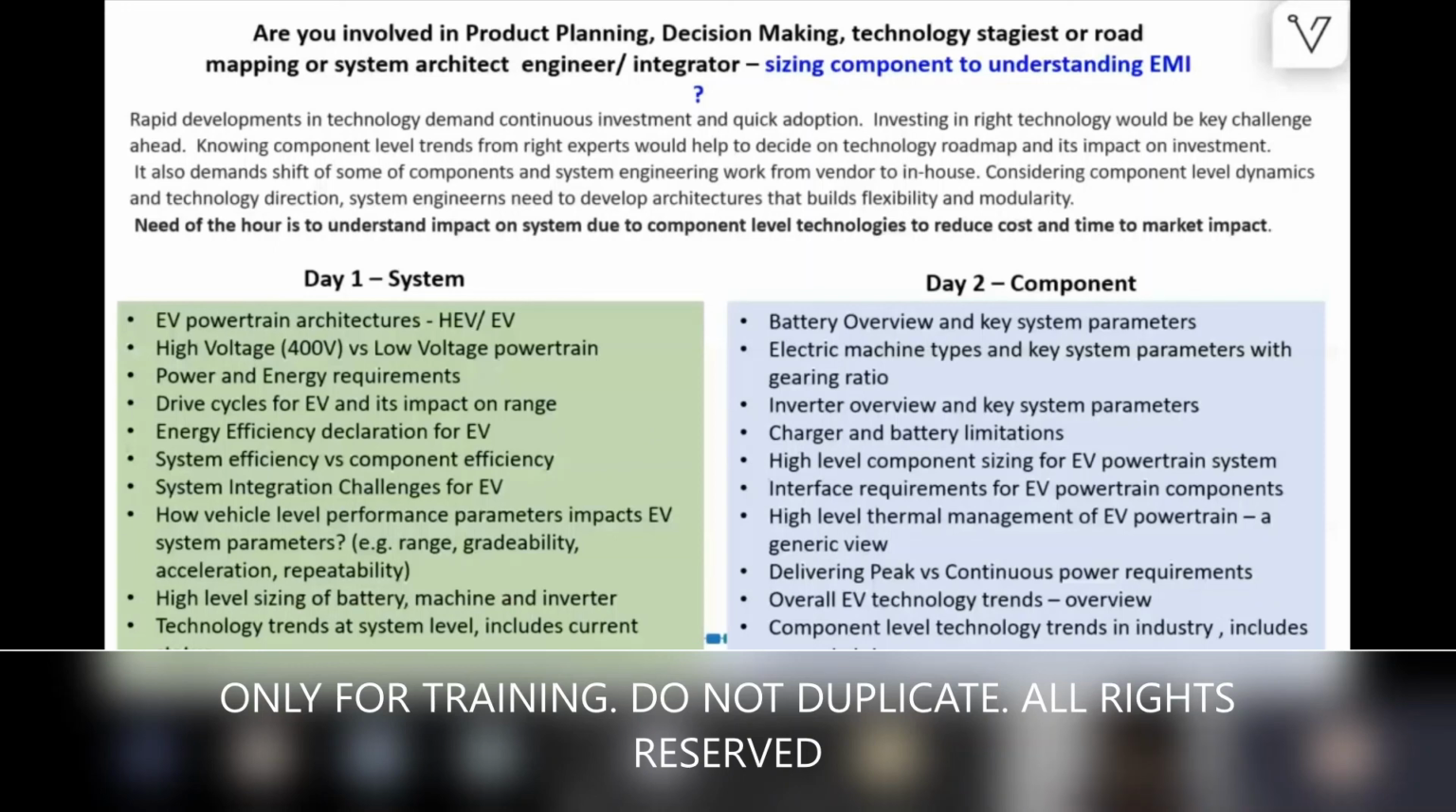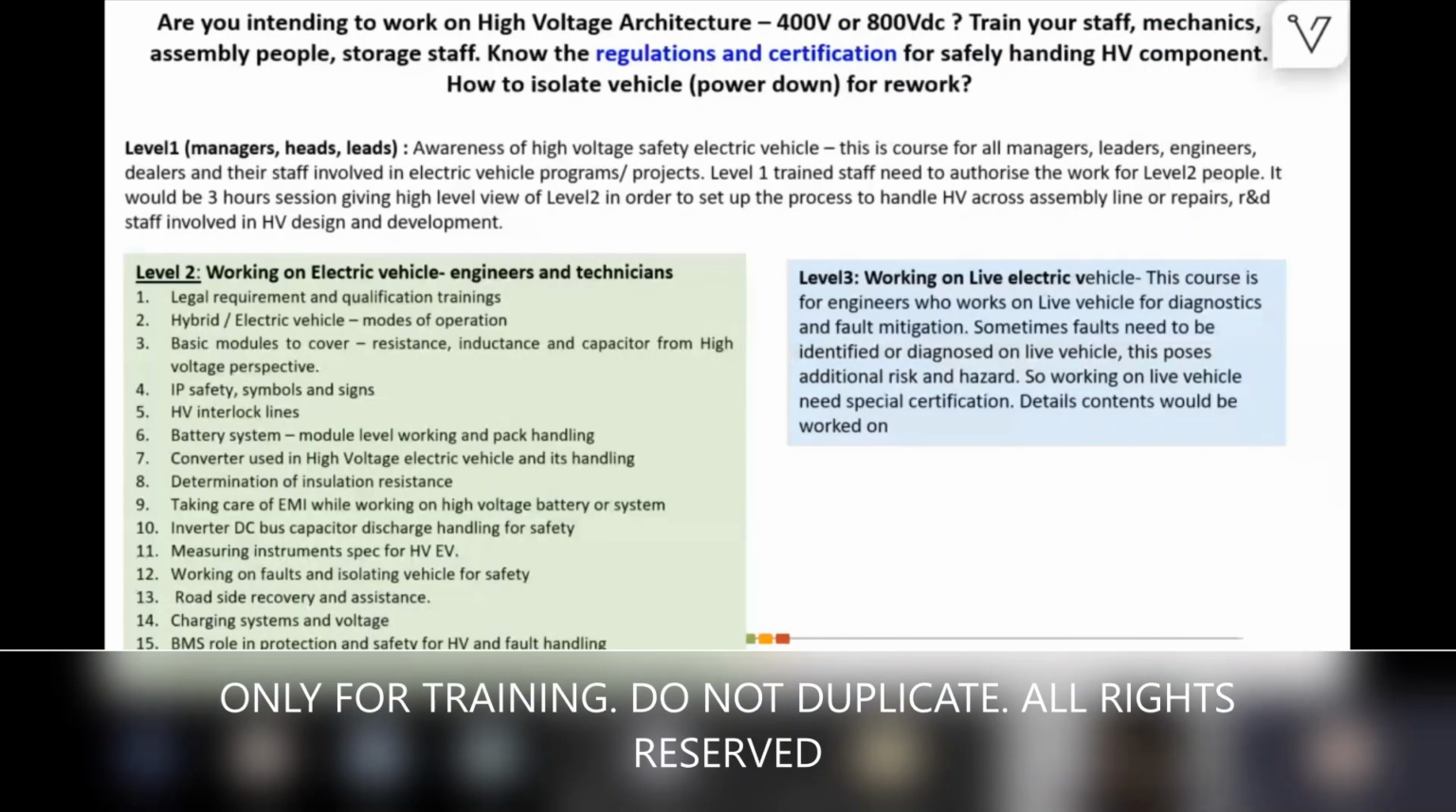If you are involved in product planning, decision making, or architecting, this may be the course. It gives a very deep system view, each component and how the system behaves, how battery calculations and battery reduction happen, charging limits, battery limits. If you are working deep on 400 and 800 volt systems, I have certifications from the regulations that I can certify people to work on this. There are some processes that we have to follow across the industry, and we have to implement this with care.